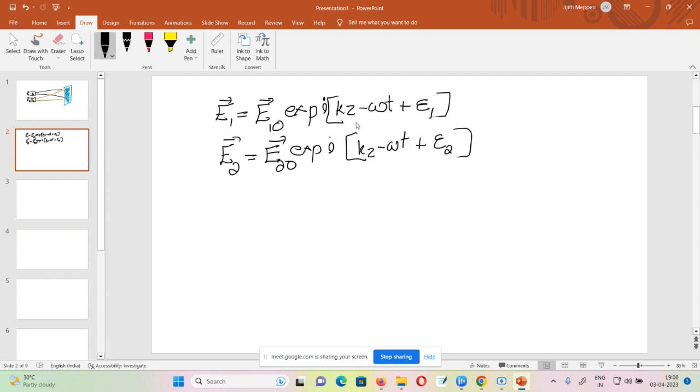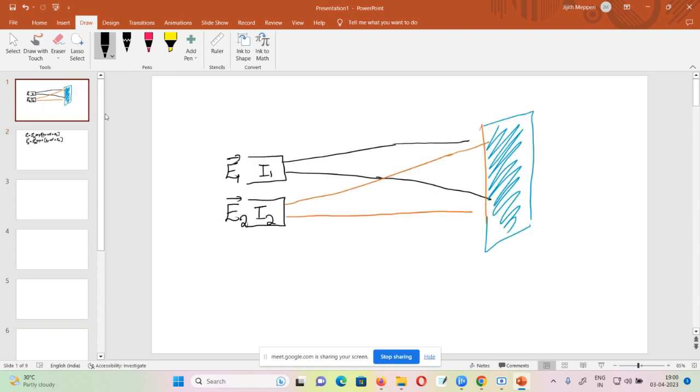If they have different amplitude, different frequency or wavelength, we have to take k1 z minus omega 1 t, like that. But here we are saying that two sources having the same frequency with some phase difference, given by epsilon 1 and epsilon 2, are going to interfere. E1 is producing some intensity I1 and E2 is just producing some intensity I2.